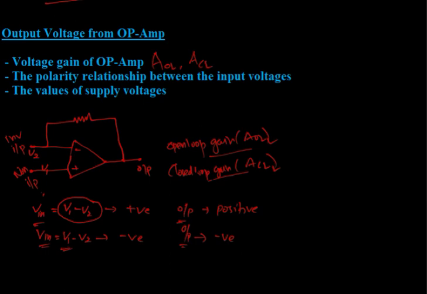Now the third factor is the value of the supply voltages. We have to provide supply voltages plus V and minus V to an operational amplifier. The value of these supply voltages will also determine the output voltage. So that's all about the output voltage of an operational amplifier.